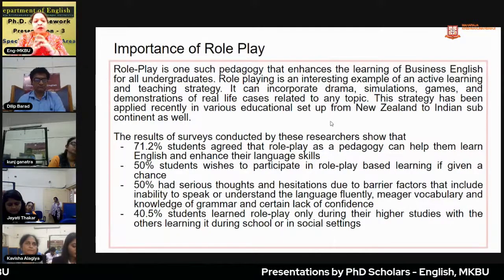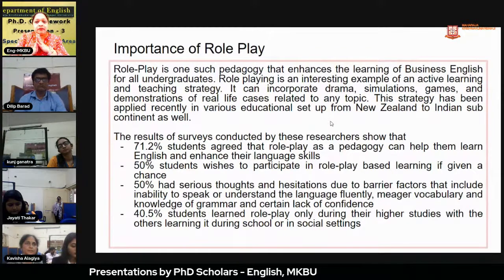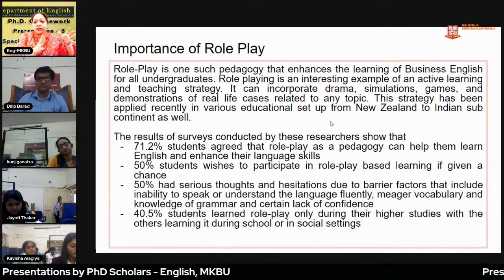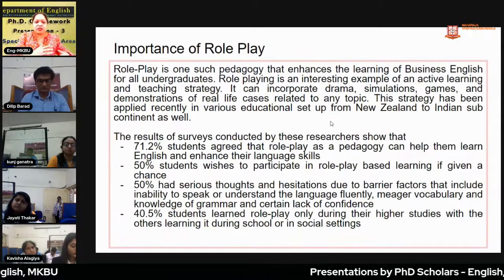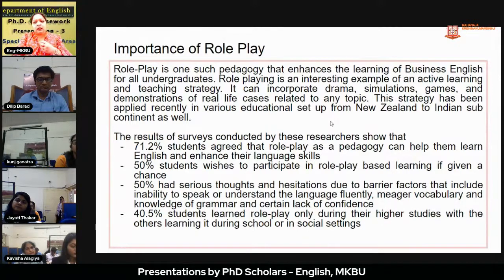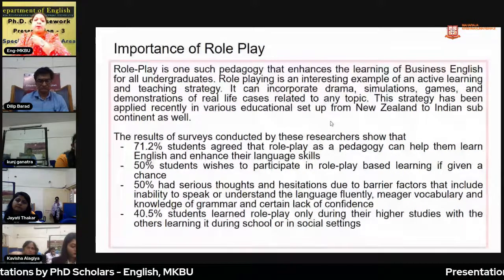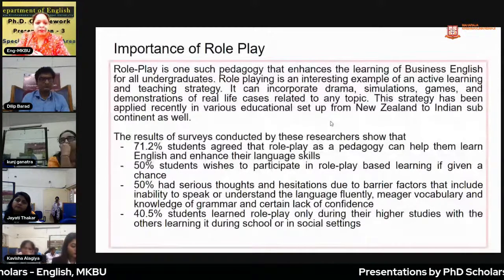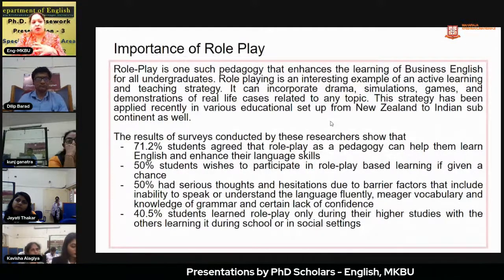So I want one of you to take a role play in a way that one of the students becomes the owner or the proprietor or the HR manager, recruiter, etc. And I want one of you to be the student, an aspiring undergraduate student who wishes to be a part of that particular company. And I ask them to create a script of their own.